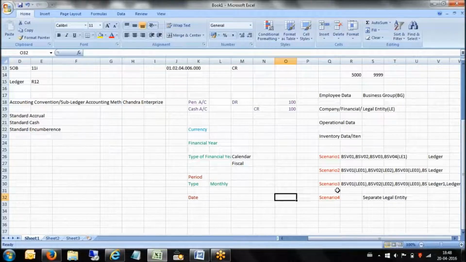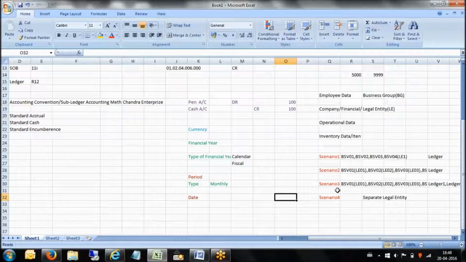So I can assume, based on what I've done, that BSV 1 can be defined as operating unit 1, and so on. Scenario 2, we have two. Each BSV falls under its own legal entity, its own company definition, but they all fall under the same ledger because they're all sharing the same chart of accounts.